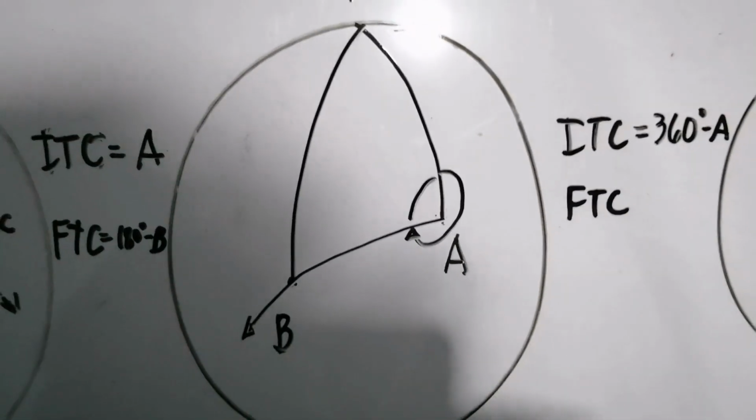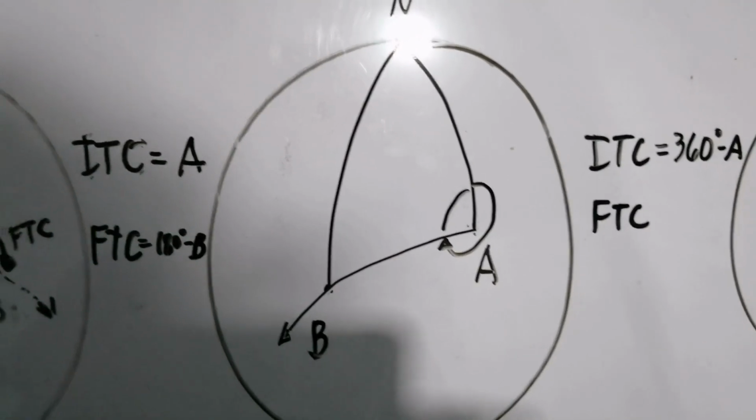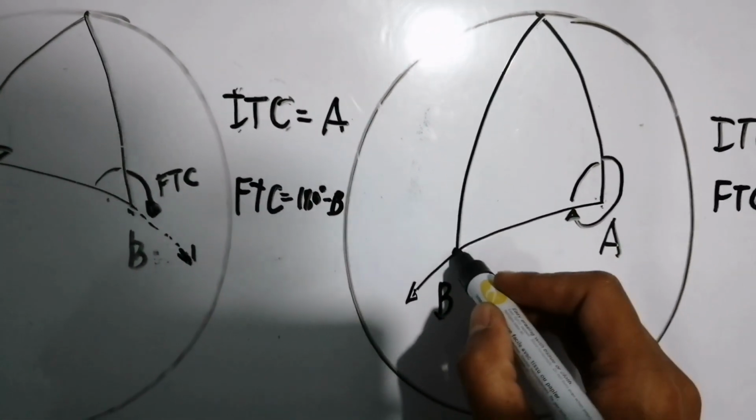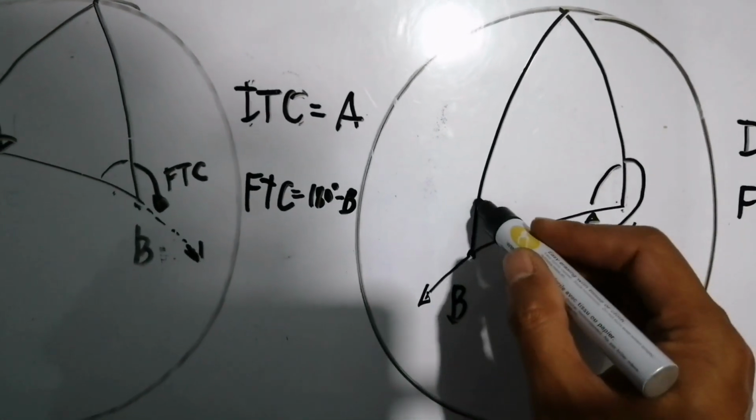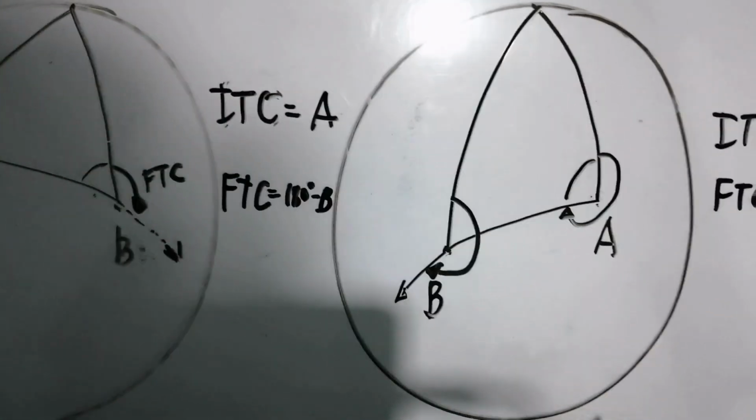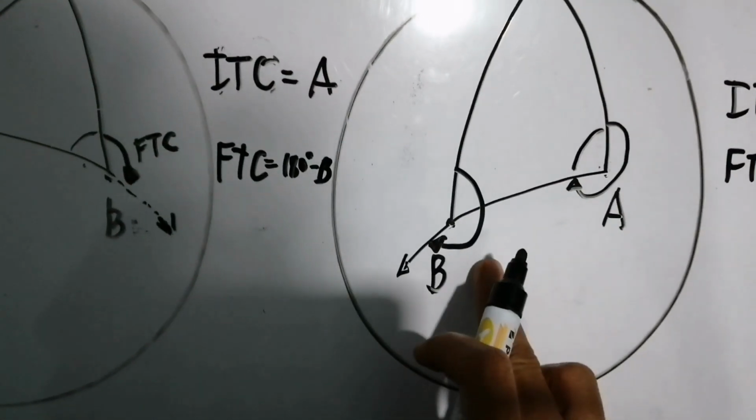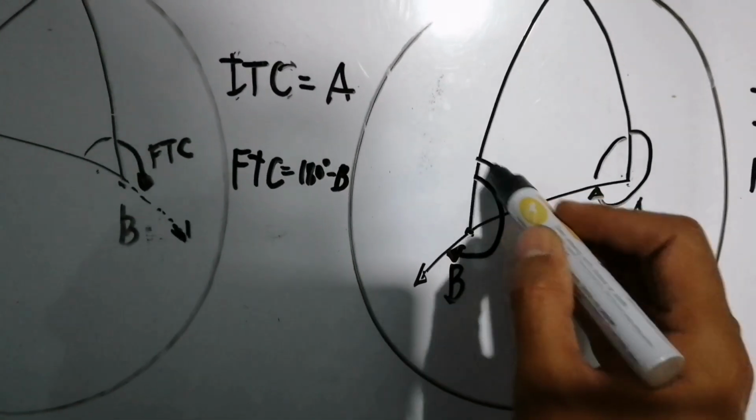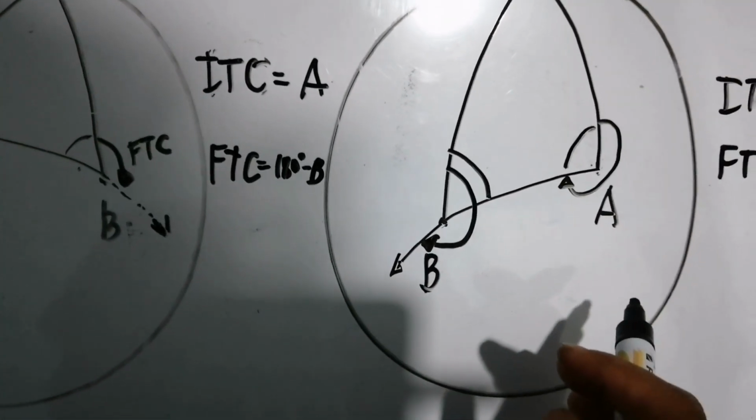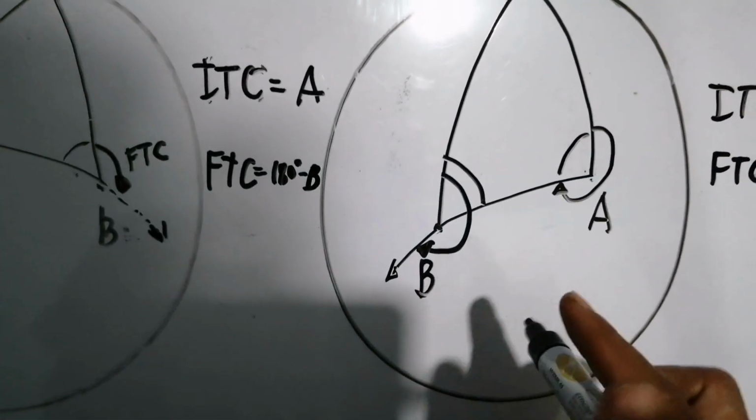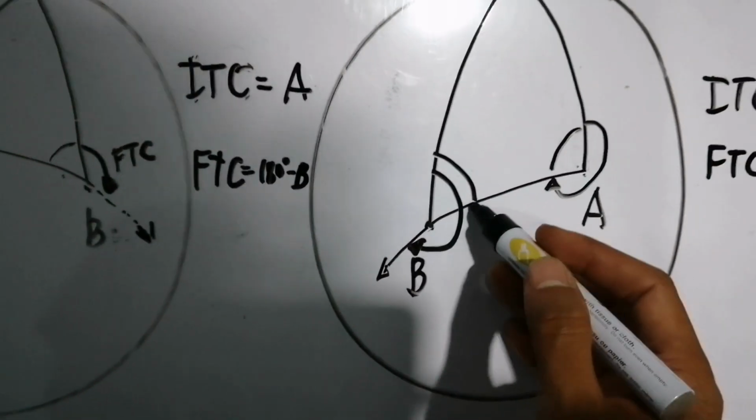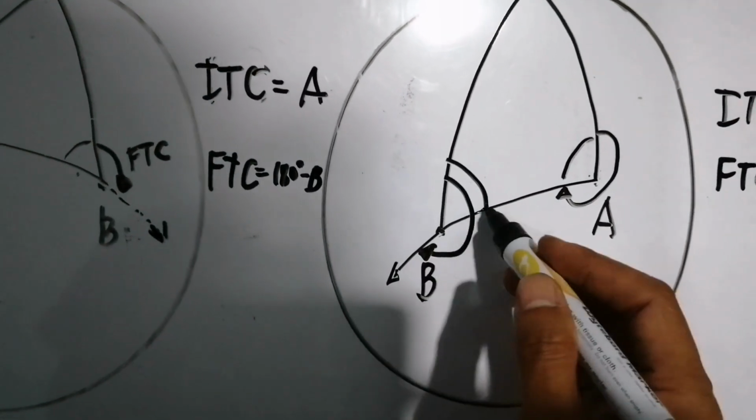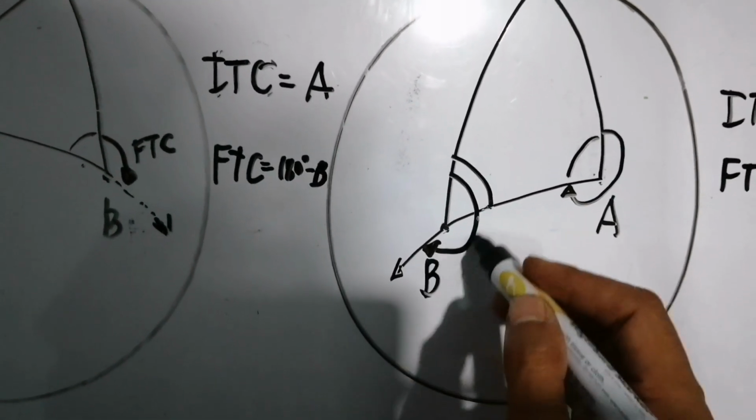Now, how about your final true course? Same thing, final true course from the true north. In this case, this is your final position. From the final position going to the direction we are going, that's your final true course. But where is your angle B? Angle B is this angle. So what can you say about your final true course? Notice this one again is a straight line, so this will be 180 degrees.